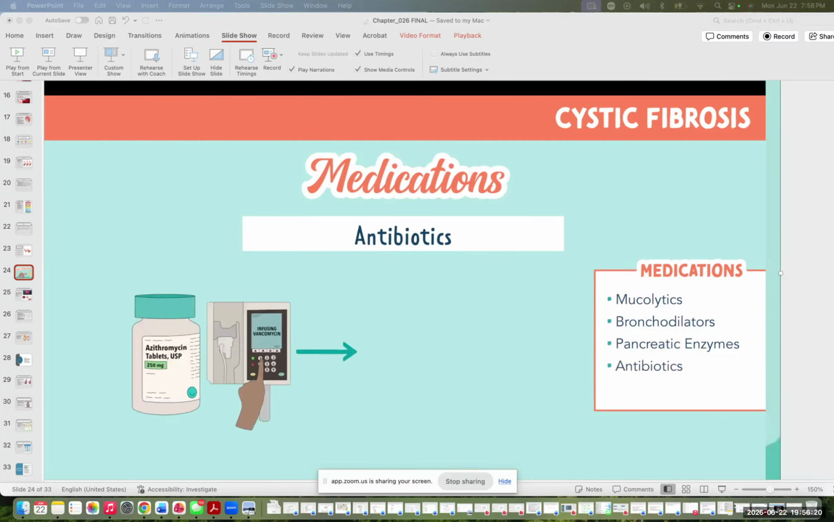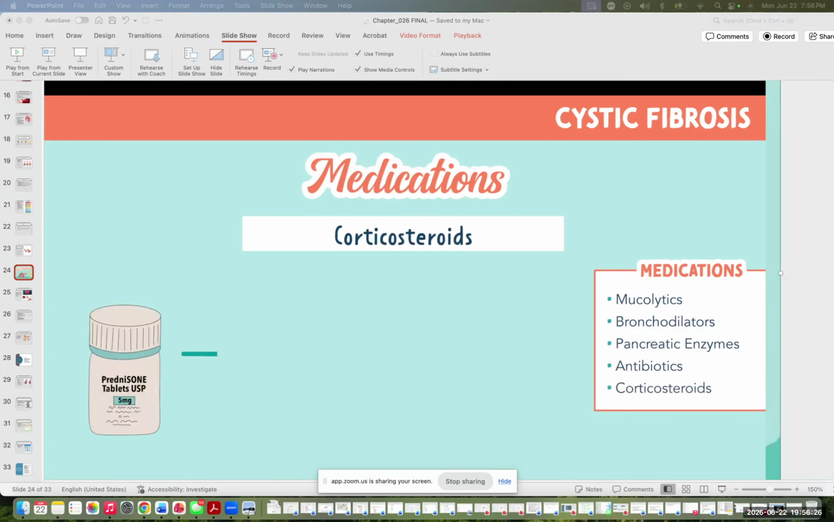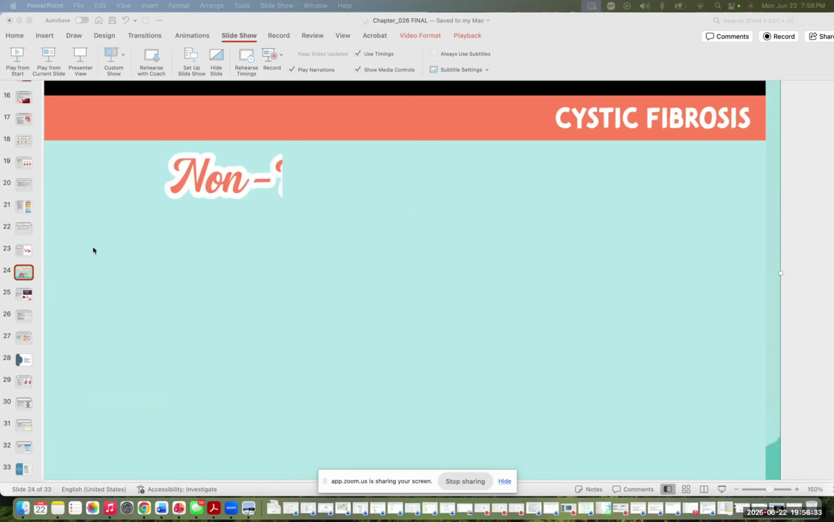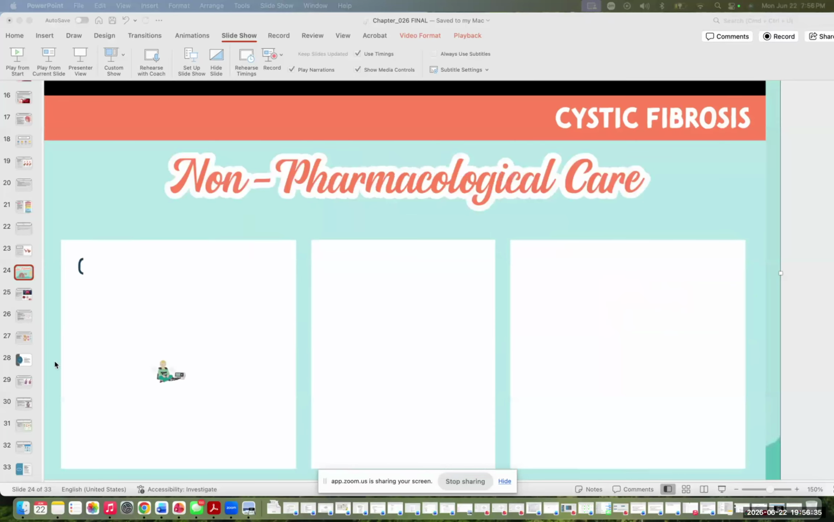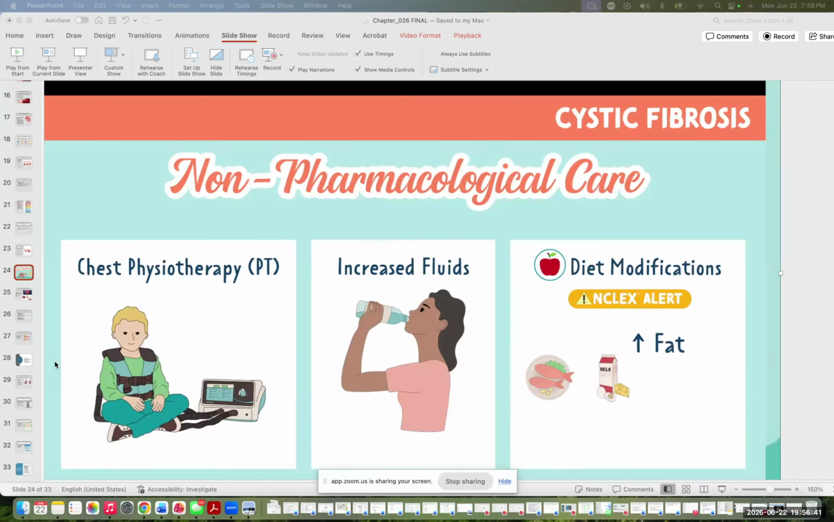Antibiotics are often used to prevent and treat respiratory bacterial infections. And corticosteroids may be used to decrease inflammation in the airways. We can also use non-pharmacological care such as chest physiotherapy, increased fluids, and diet modifications, which are necessary for proper management.